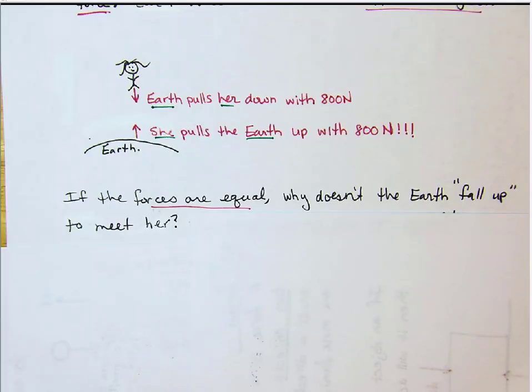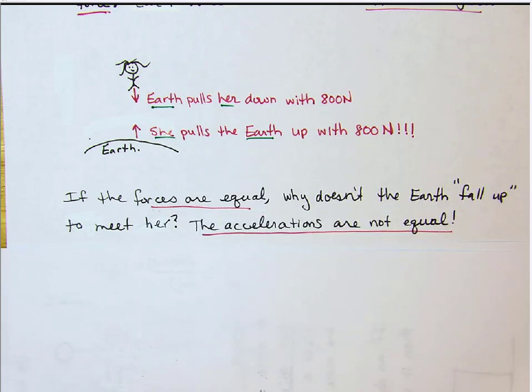Sometimes I've gotten the question then of, if the forces are equal, why doesn't the Earth also come up to meet the girl? Like usually we just imagine the person falling to the Earth. We don't imagine the Earth falling upwards to meet them halfway. The forces are equal, but the accelerations are not equal. Since the Earth has a lot more mass, it would need a huge amount of force in order to get the Earth to actually fall up to meet her.